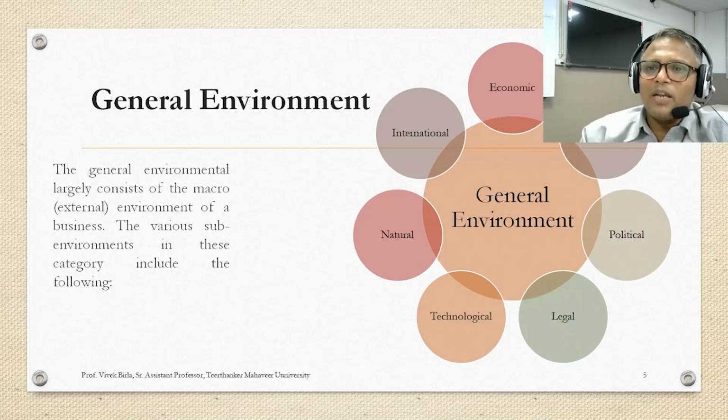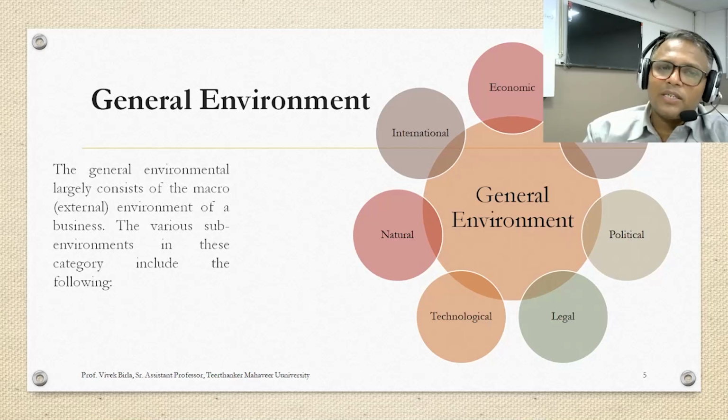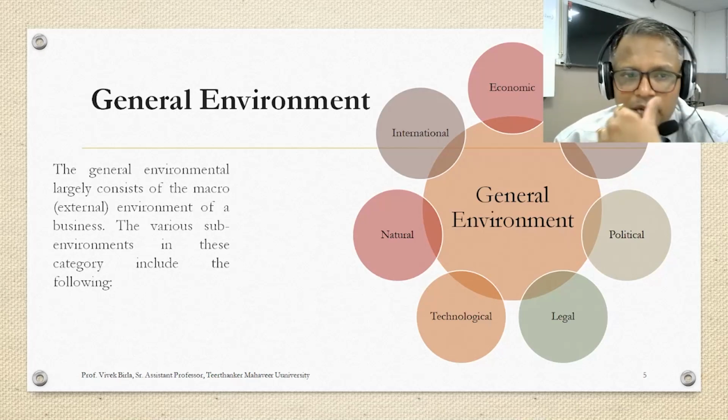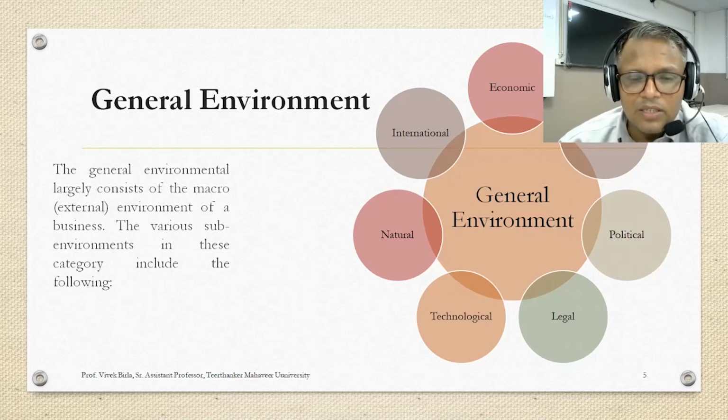General environment largely consists of the macro, which is called the external environment. The study of this sector is done to find all those elements which are beyond the control of the organization, but which impact the business of organizations, and how, why and in what capacity. The elements covered in the general environment are economic, social, political, legal, technological, natural, and international. Each topic has been studied carefully in our previous sessions, and in our coming classes we'll discuss each topic again in detail.